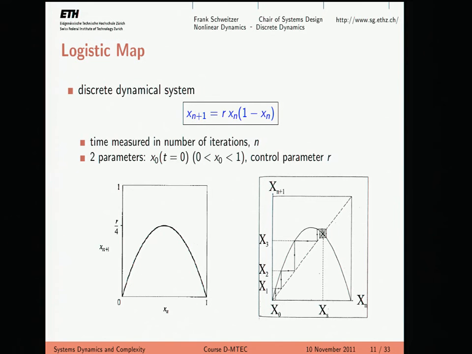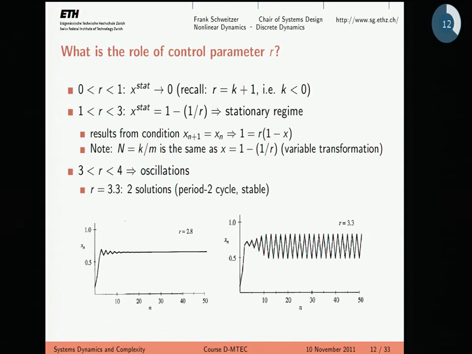But if your initial condition is different and r is also different, then you would get different dynamics. You won't get this. This is a very nice stable behavior, right? The system converges to a value eventually. But this need not be the case, and you'll see that. All right, let's now investigate the role of the control parameter r.